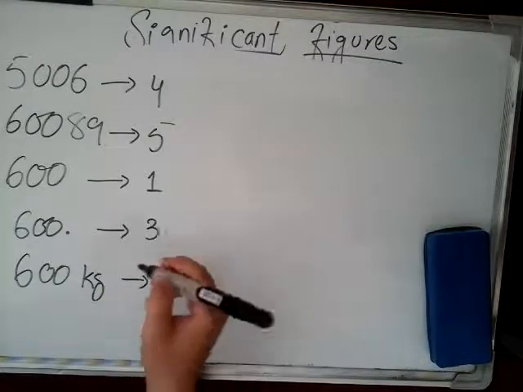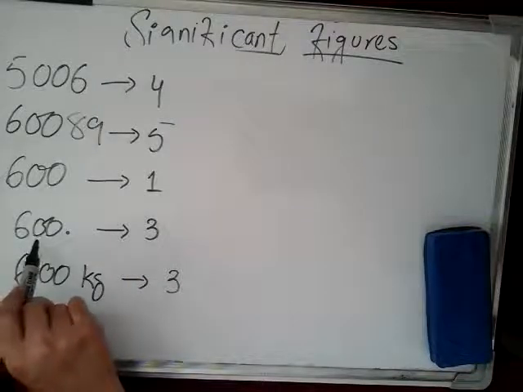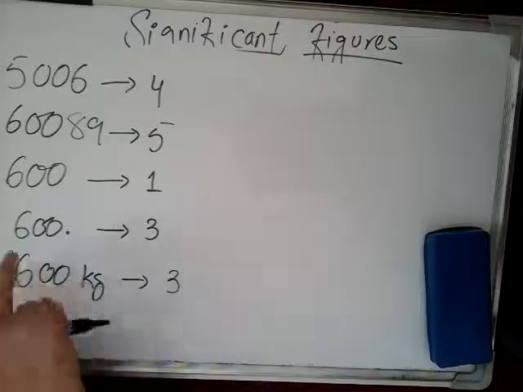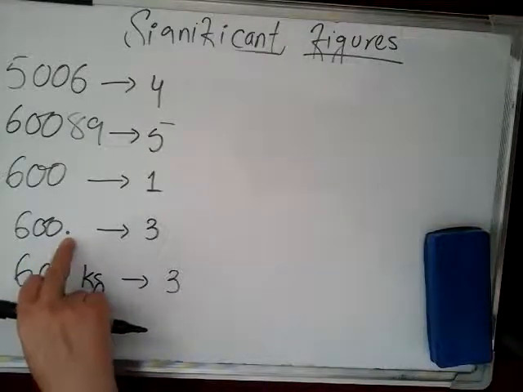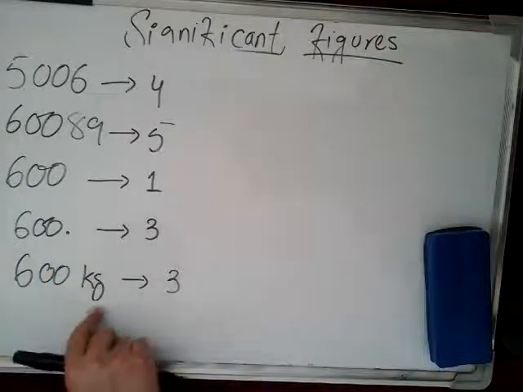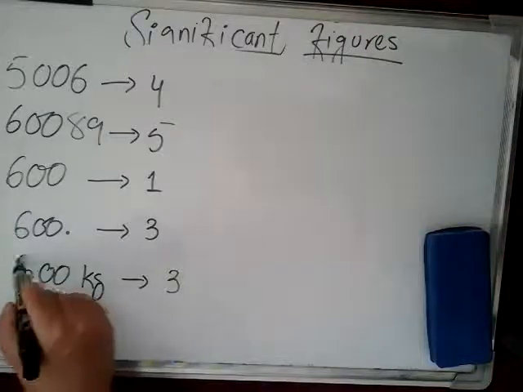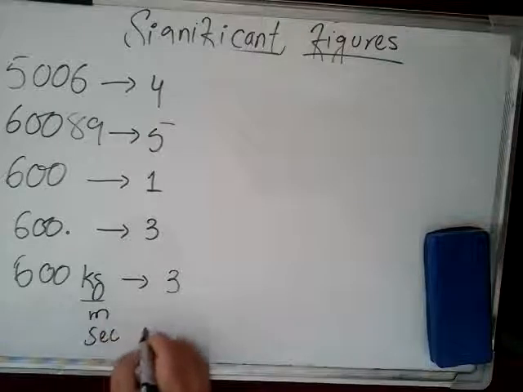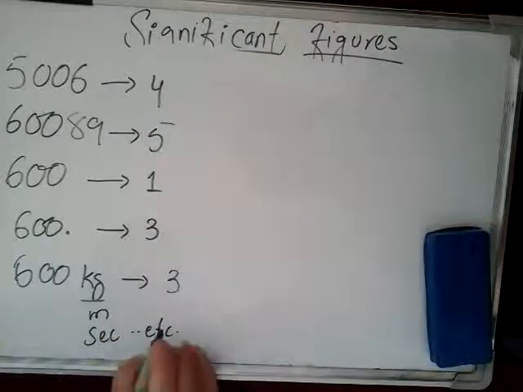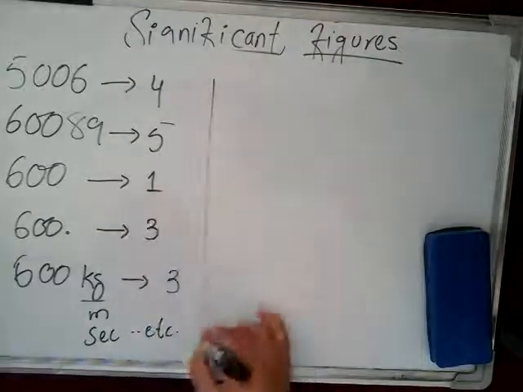It means that in order to consider the zeros on the right side, either a decimal point should be present, or a unit should be present with the number after the zeros. That unit might be weight, meter, second, whatever. Is that clear? So this is the basic rule.